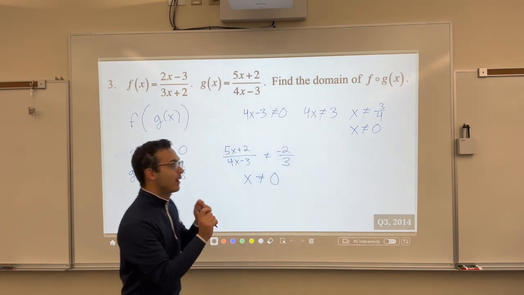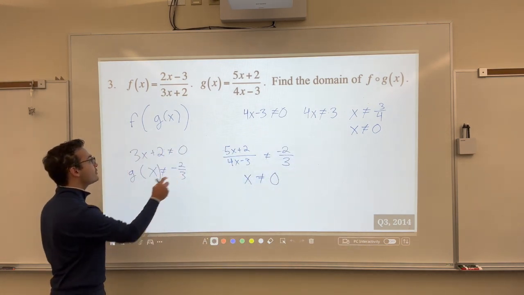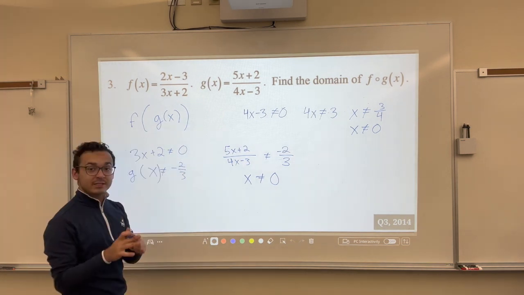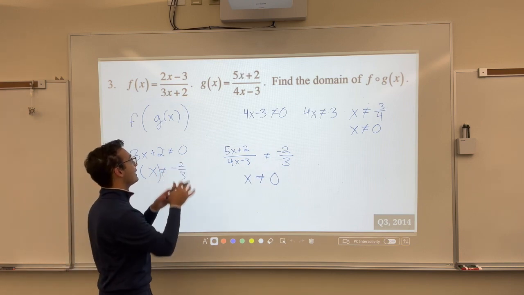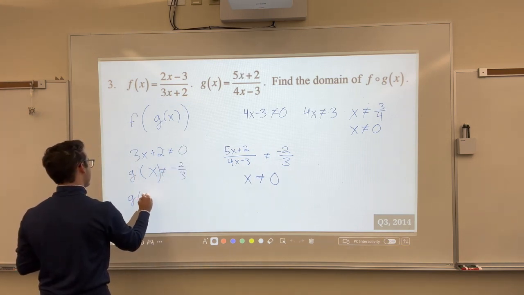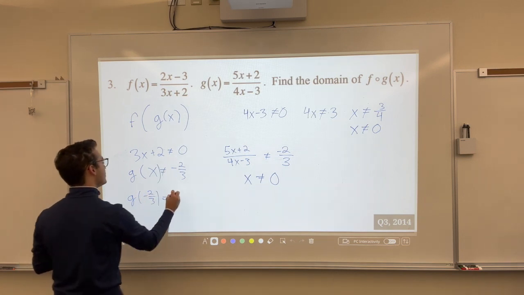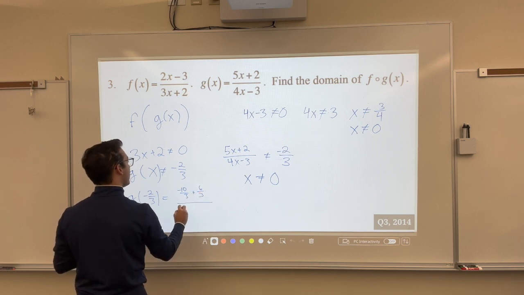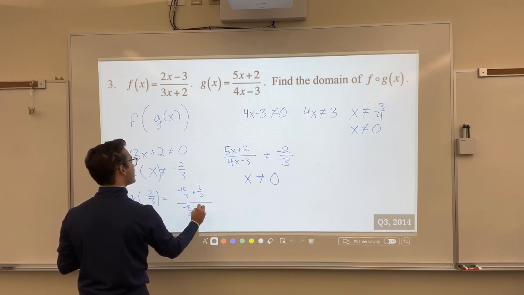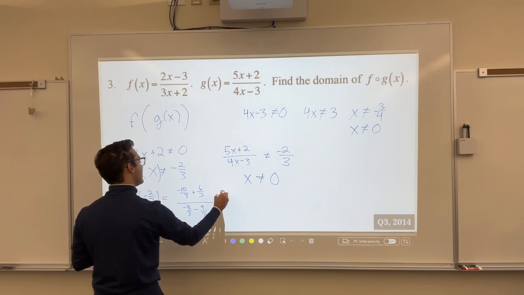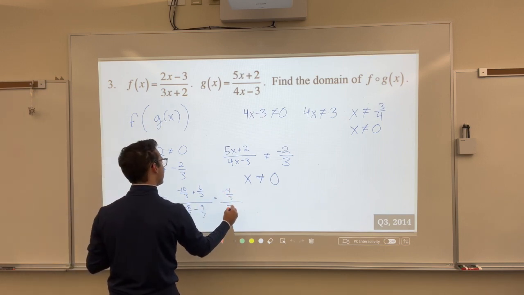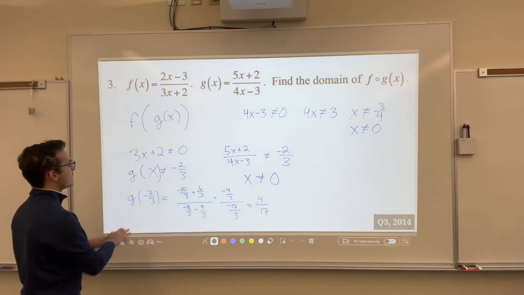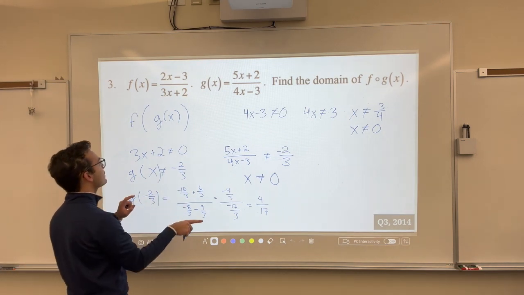3/4 and 0. However, again, can't stress this enough, negative 2/3 is a valid input, right? Because we input it into g of x. Just to demonstrate that this is true, let's plug it in. So let's find g of negative 2/3. G of negative 2/3 is equal to negative 10/3 plus 6/3 over negative 8/3 minus 9/3. So that would be negative 4/3 over negative 17/3. So that would be 4 over 17. So the value of g of negative 2/3 is 4 over 17.